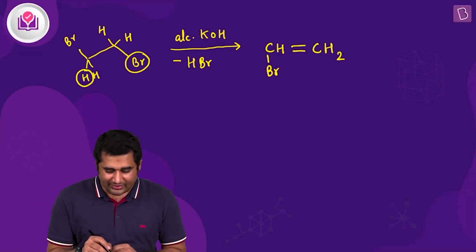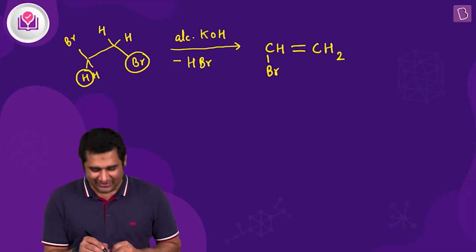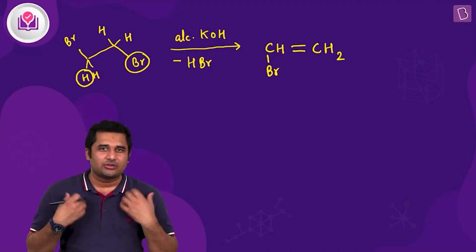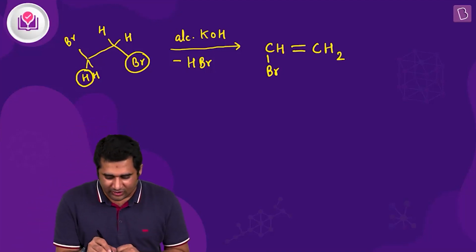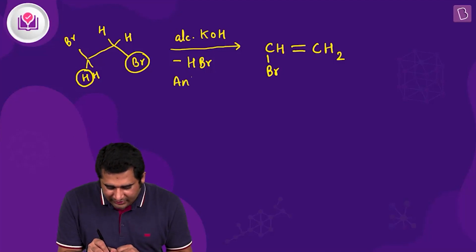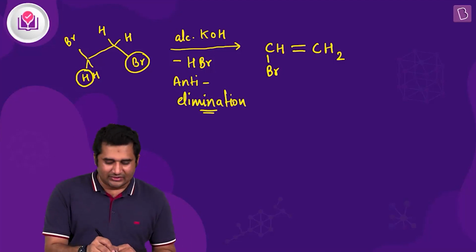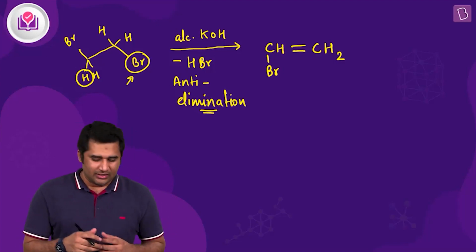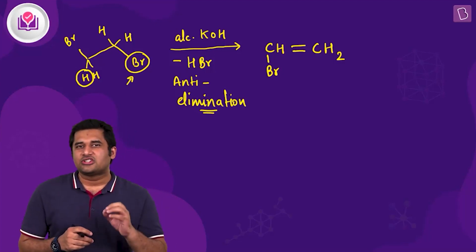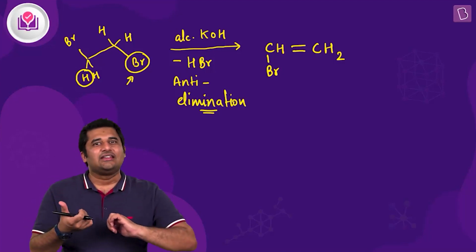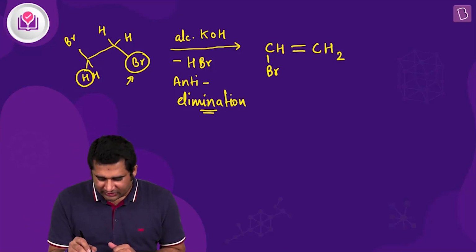An important thing to understand here is that whenever you carry out elimination using alcoholic KOH, it is anti-elimination. That means if this Br is present above the plane, then the hydrogen that will go is the one present below the plane. They both have to be oriented in an anti manner. All right, so this is what we are getting.